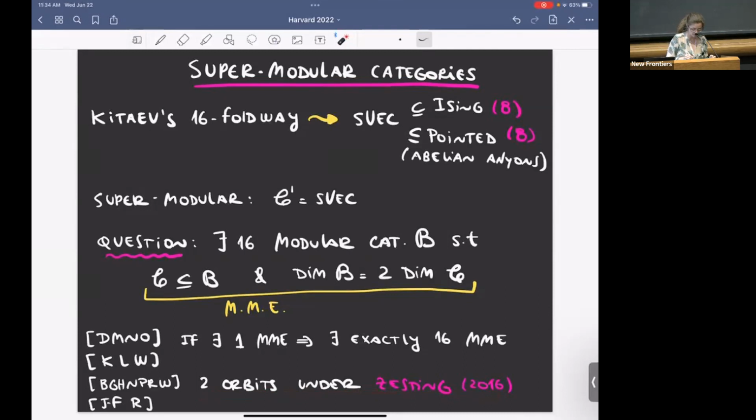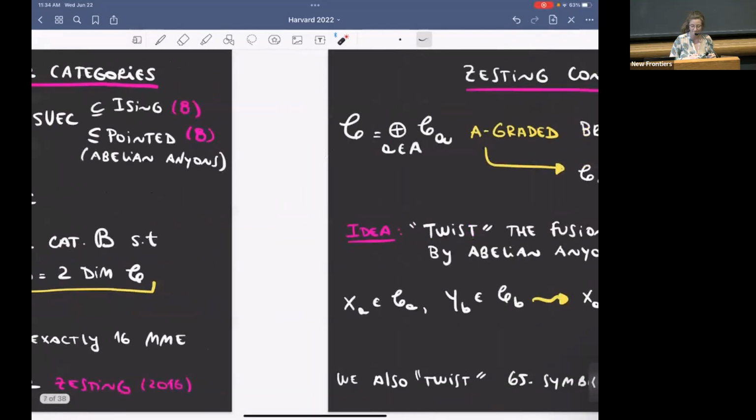And there is progress on the question of the existence of these things by Theo Johnson-Freyd and David Reutter. They prove the existence in the case when you are not interested, at least, in this ribbon structure. So they have progress on that. But it was interesting to see, and we could compute explicitly, if we have one minimal modular extension, how to get the others using Zesting. So that was the other time we saw Zesting.